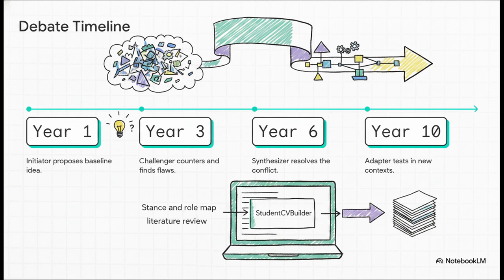When you paste your review, citations, or abstract into Student CV Builder, it automatically generates this stance and role map for you. So instead of agonizing over what to write, your literature review basically writes itself as a chronological narrative. And that's exactly why understanding this tool is the ultimate student's guide to research.